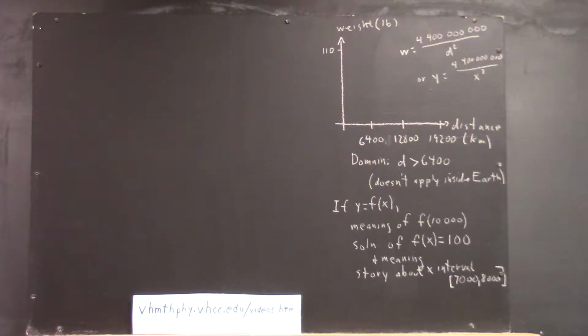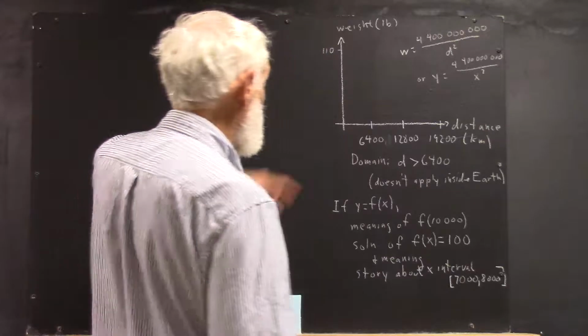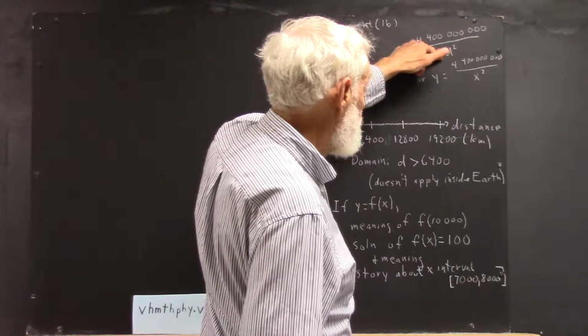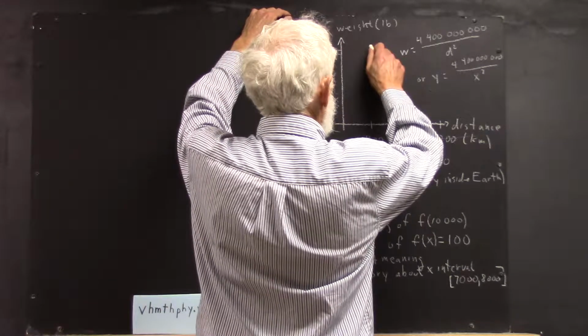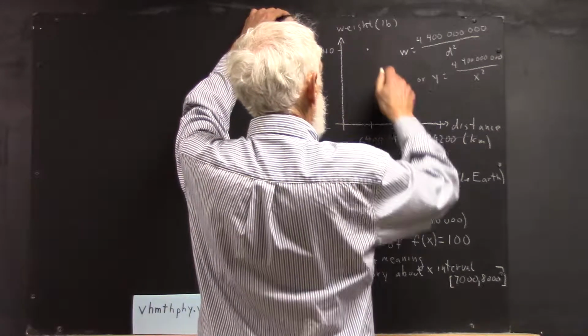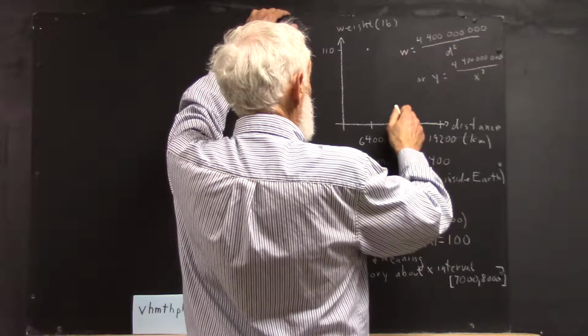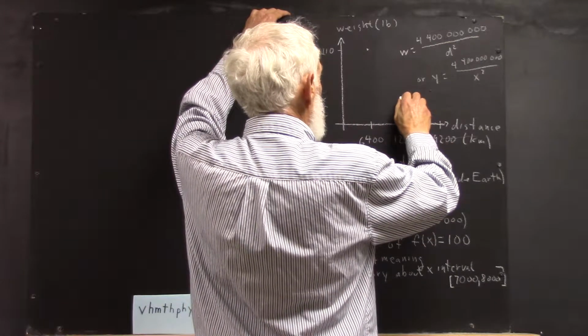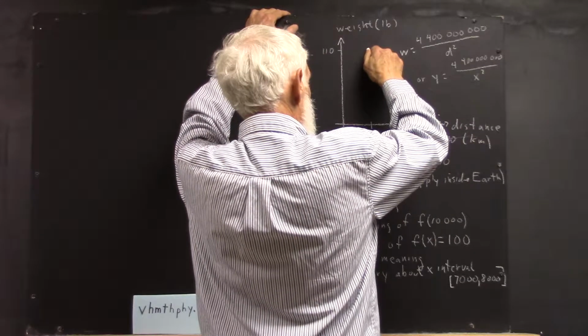Okay, now, within this context, we want to interpret a graph of this function. So our function is weight equals this over this, or y equals this over x squared, this being our value of k, 4.4 billion. Okay, well, if we graph this function, the graph is going to look something like this.